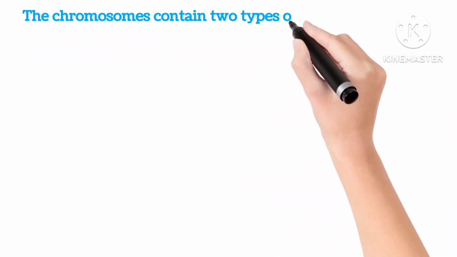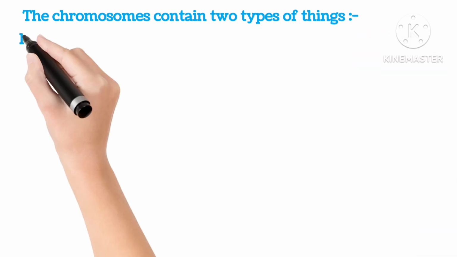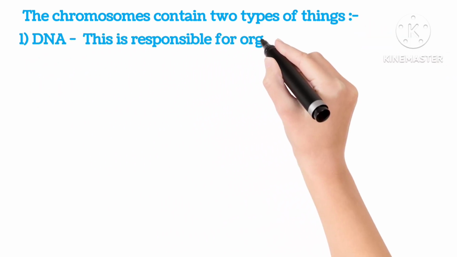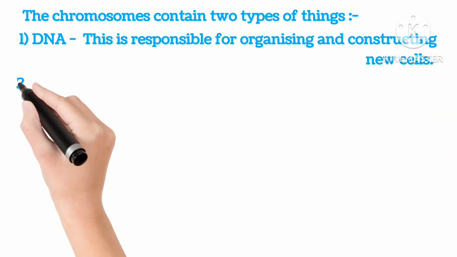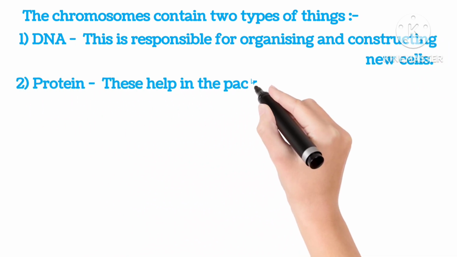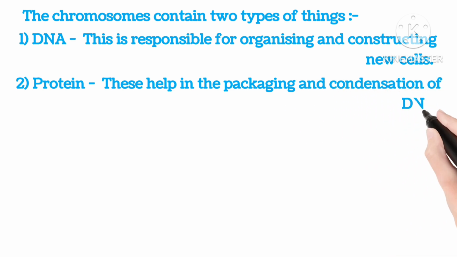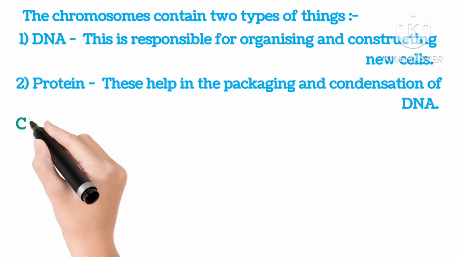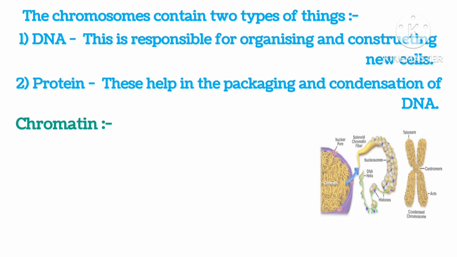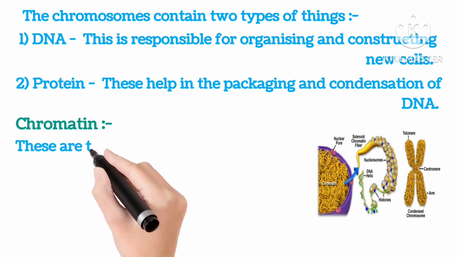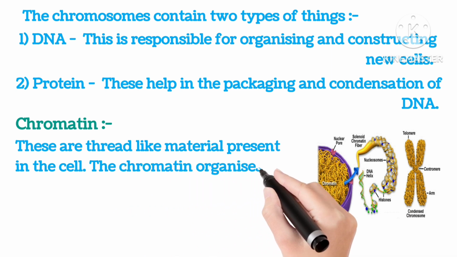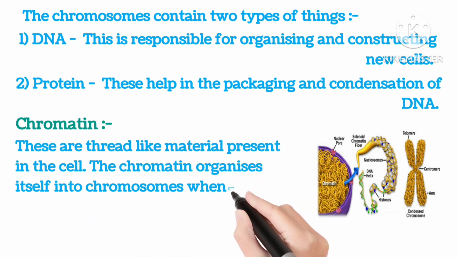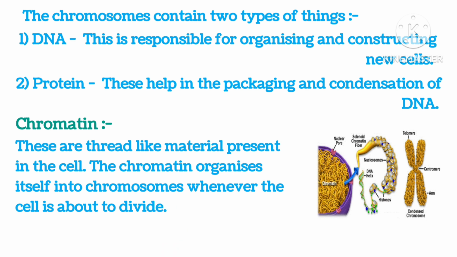The chromosomes contain two types of things. First is DNA, which is responsible for organizing and constructing new cells. And second is protein. These help in packaging and condensation of DNA. Chromatin. As you can see here, these are thread-like material present in the cell. The chromatin organizes itself into chromosomes whenever the cell is about to divide.